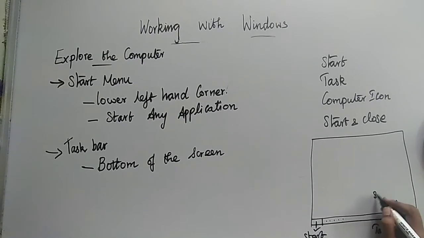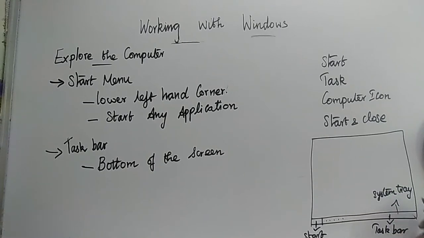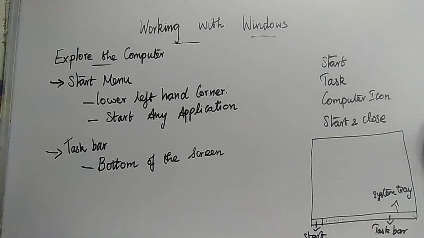You people are going to have the system tray. What do you mean by tray? Tray is nothing but something you are going to keep there. So that is your tray. It is your system tray, which means it is going to have something related to your system.